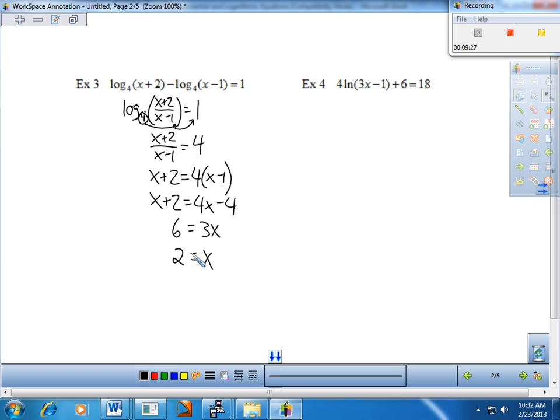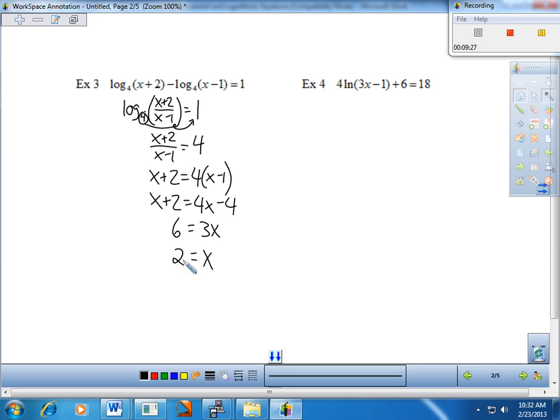So it's kind of cool. You actually changed this equation a couple times. It was logarithmic here initially. Then it went rational when I moved that 4 on over to the other side. Then when I brought it up, it becomes linear, and I get my solution.